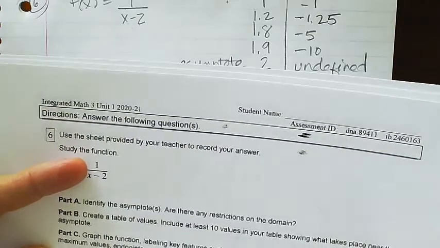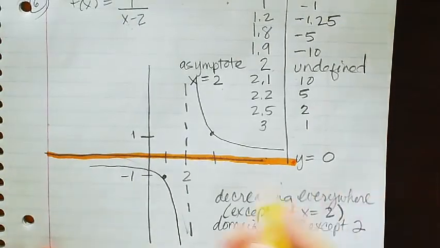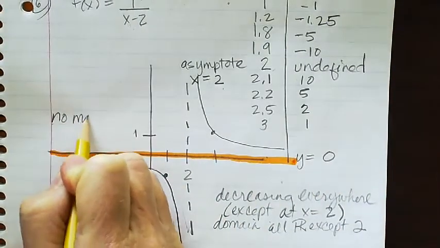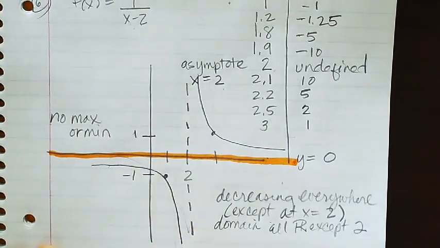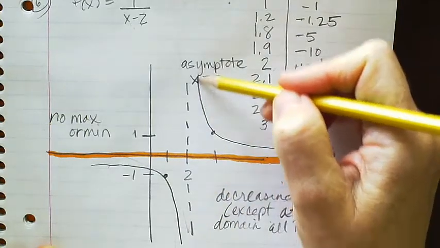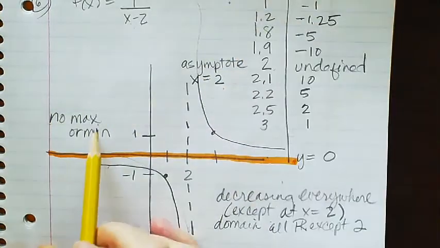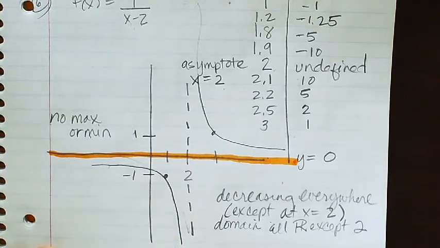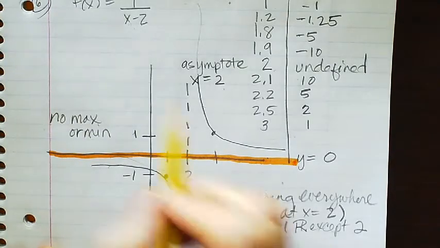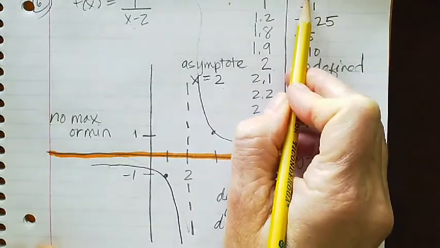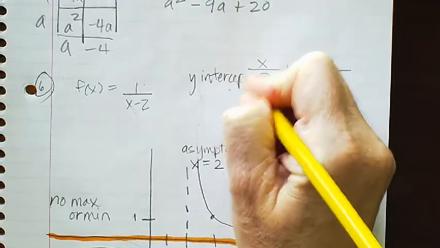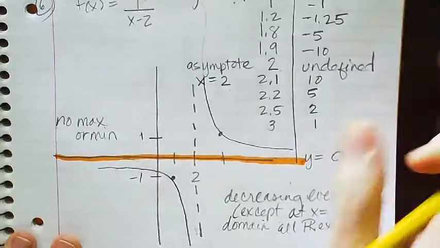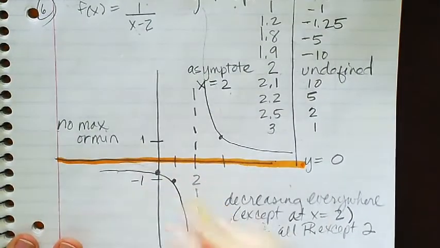Graph it, asymptotes, x and y intercepts, min and max, endpoints, increasing, decreasing. Well, there's no maximum or minimum because this graph goes on forever and ever, down to negative infinity. It goes up to positive infinity this way. So no max or min. I didn't put the y-intercept on there. If I plug in a 0 here, my y-intercept is right here. 0, negative 0.5. You could add that to your graph.